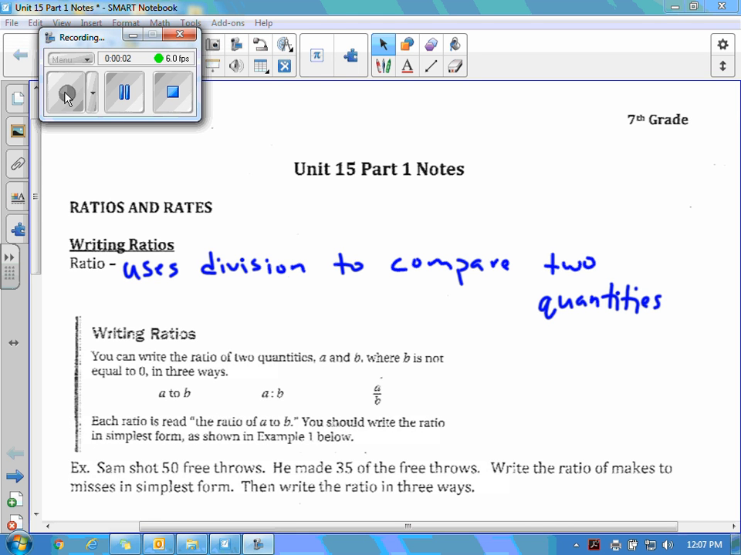All right, guys, in Unit 15, we're going to be talking about ratios, rates, and proportions. So Unit 15, Part 1 is all about ratios and rates. So let's start with the definition.